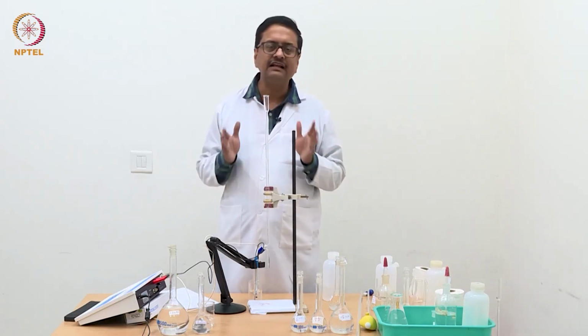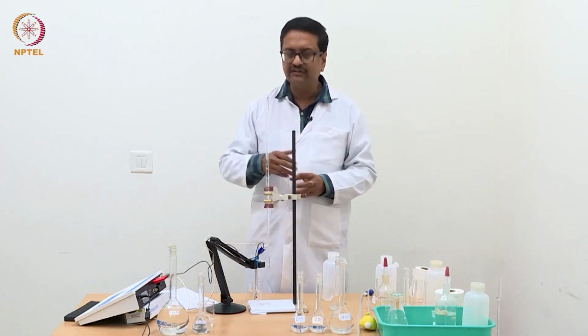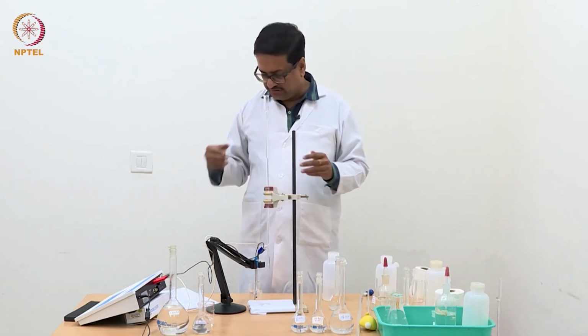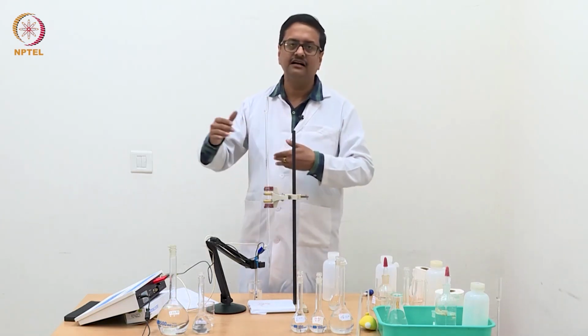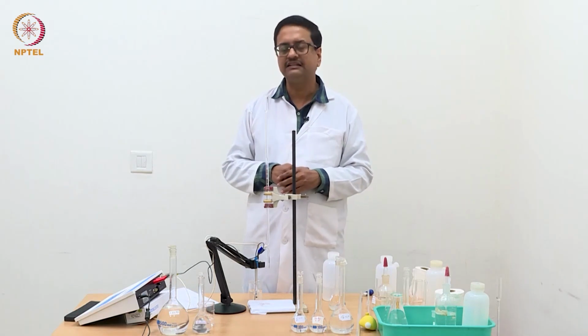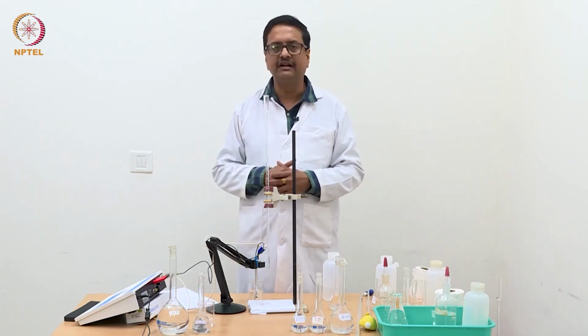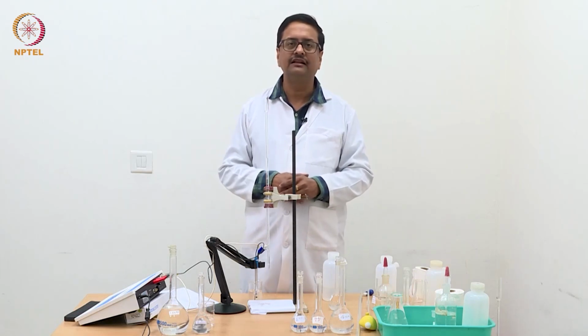We have done 2 titrations, once with sodium hydroxide and once with silver nitrate, and we have got the set of readings. So in the next class, I will discuss these readings, how to plot and what would be the result of these experiments. So we will continue from here in the next theory class.